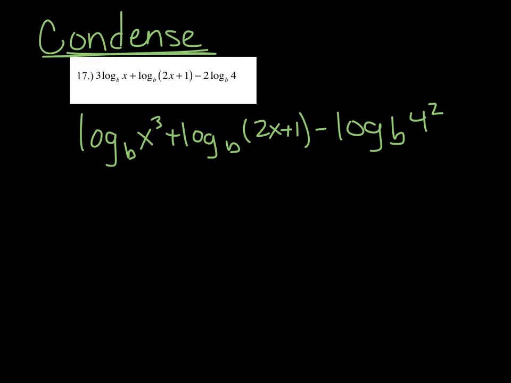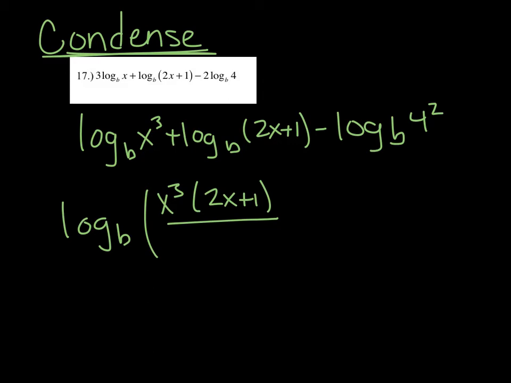Now I will go ahead and actually condense it. So we're going to have one single log base b, and it's going to be x cubed times 2x plus 1. They're being added, so they need to become a product. And because log base b of 4 squared is being subtracted, that's going to go in the bottom. And what is 4 squared? So instead of keeping it as 4 squared, I'm just going to write it as 16.